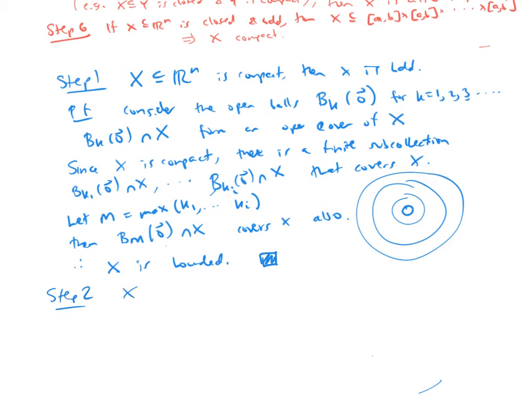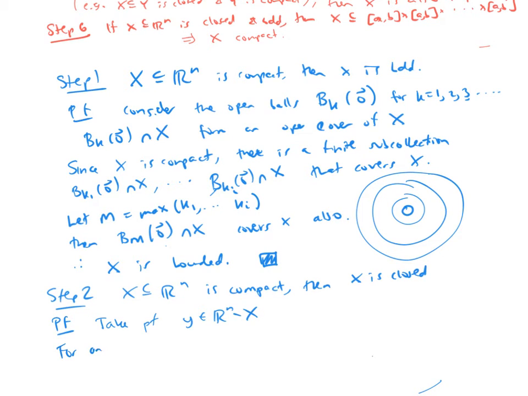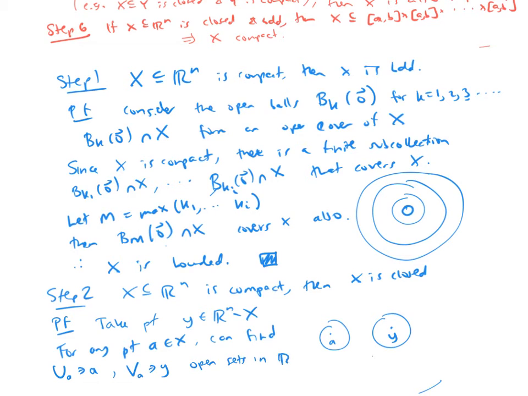Now step two is to show that a compact subset of Rn is closed. That is, a closed subset of Rn. We'll prove this by showing that its complement is open. So let's take a point y in the complement of X. Now, for any point a in X, since Rn is Hausdorff, we can find two sets that are open in Rn, one around a and one around y, that are disjoint. I'll write that in words. We can find U_a containing a, and V_a containing y, that are open sets in Rn such that the two open sets are disjoint. Again, this is because Rn is Hausdorff.